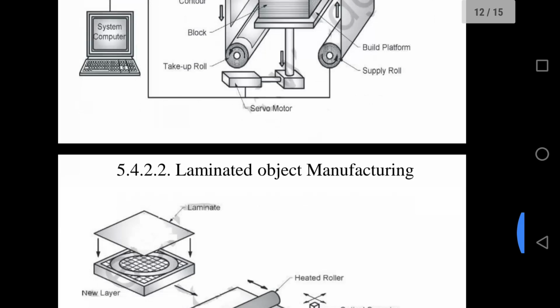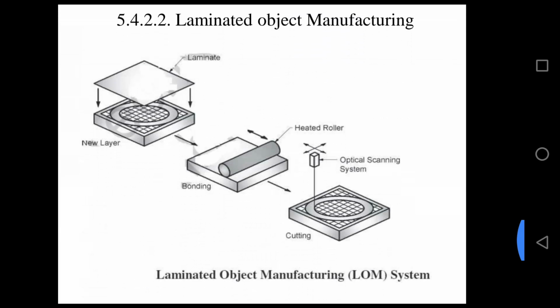So this is laminated object manufacturing. You can see here the same process. We have a new layer, which is going to be placed on the build platform. Then a heated roller is going to roll onto it, so that the adhesive will be activated and get attached to the previous layer, and the optical scanning system is going to cut the sheets as we require.